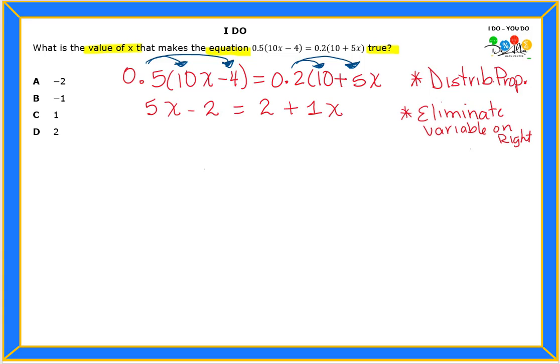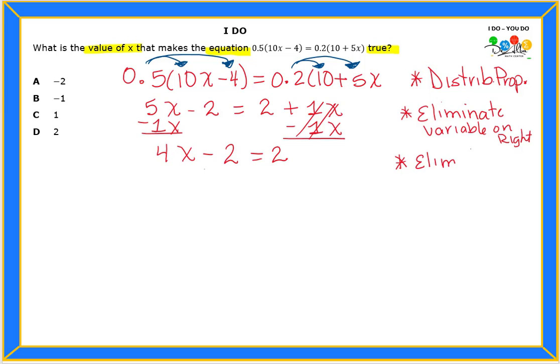So we're going to write down the opposite of a plus 1, which is a minus 1, on both sides of the equation. On the left side, I'm going to have 5x minus 1x, which gives me 4x minus 2, equals, on the right side, my 1x's are going to cancel. So I will get a 2 by itself.